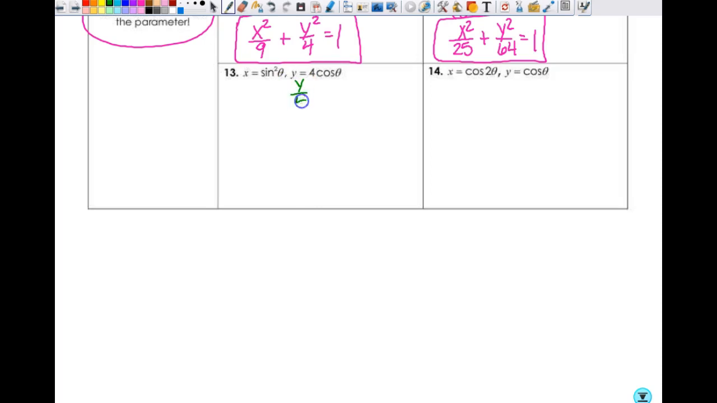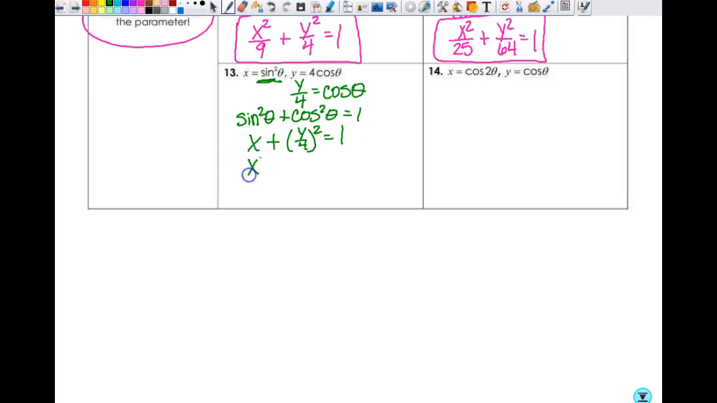So I'm going to have y over 4 equals cosine theta. Well, I'm still just dealing with sine and cosine, so I can still use that Pythagorean identity of sine squared theta plus cosine squared theta equals 1. The difference is I have sine, so when I substitute that in, I'm just substituting in x. It's not getting squared. Plus, and then all I have is cosine, so I do have to square that. That's y over 4 squared equals 1. Then since they're not both squared, I am going to have to solve for y.